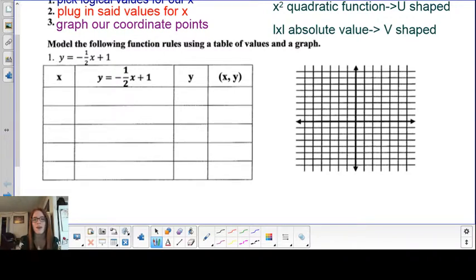So when we pick our graph points, we're going to be, like I said, logical. If it's got a fraction, especially if it's 2, 4, or 6, we're going to do stuff that is divisible by 2. And I also don't want to do just one side of my graph. I want to do both sides, so I'm going to pick stuff to the left and to the right. So let's pick some negatives and some positives.